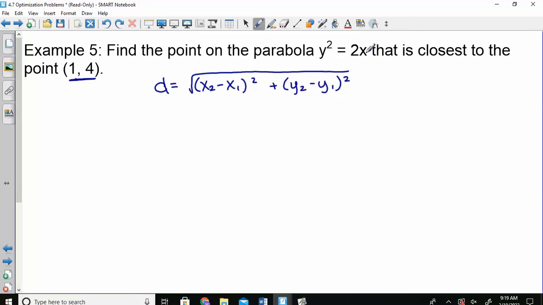I would rather get x by itself. If I get y by itself, I have to add a square root in there, and I really don't want to do that. So if I get x by itself, x would just be, if I divide over the 2, 1/2 y squared, or y squared over 2. So that means my second point, x is 1/2 y squared, and y is just the variable y.